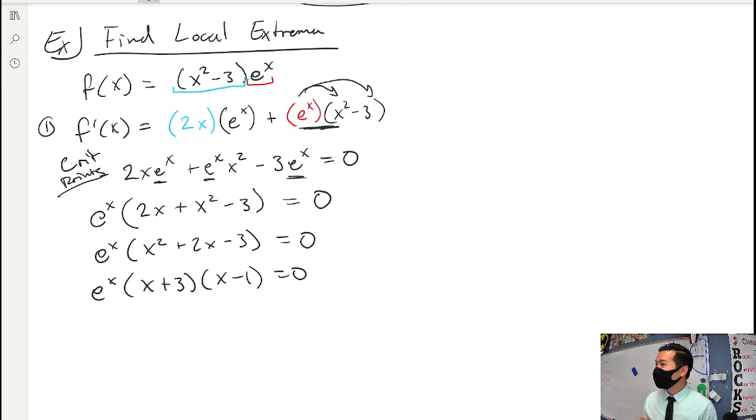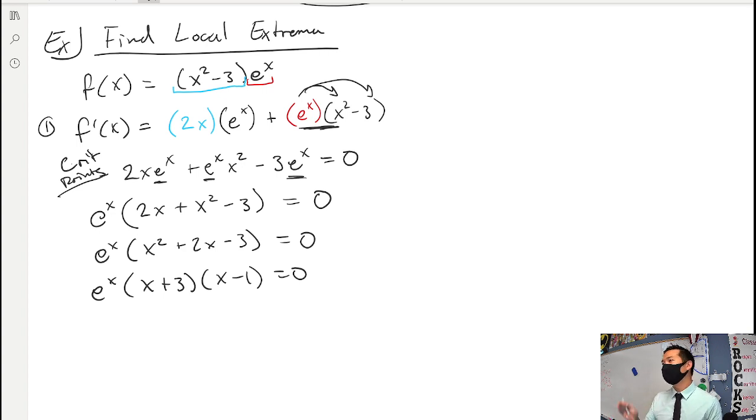By the way, you guys should practice your factoring. I know it's been a while. It's not a mandatory thing in calculus, but it's very helpful. And if you don't remember how to factor, you can always use the quadratic formula. I think knowing how to factor is better.